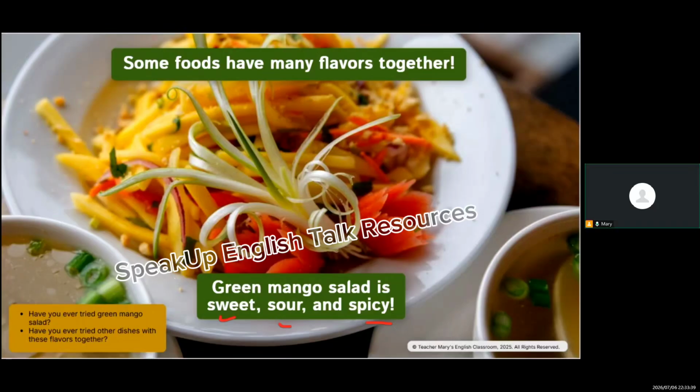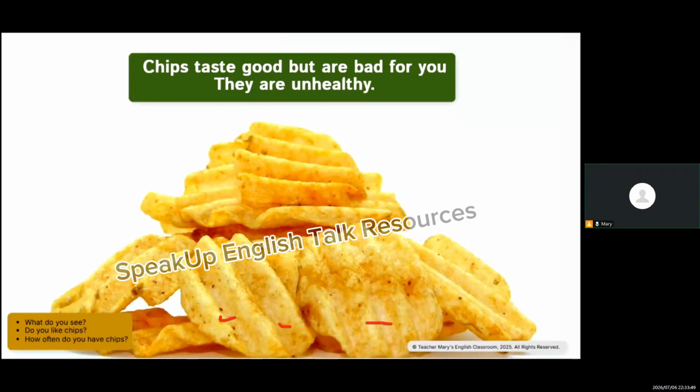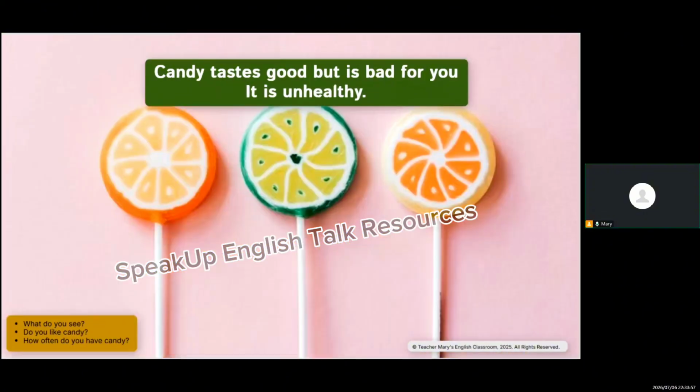Then I talk about healthy food and non-healthy food. For example, if you mix milk and cereal together, they taste good and it's healthy. Or chips taste good, but they're bad for you, so they are unhealthy. Some other examples: candy tastes good, but it's bad for you, so it's unhealthy.